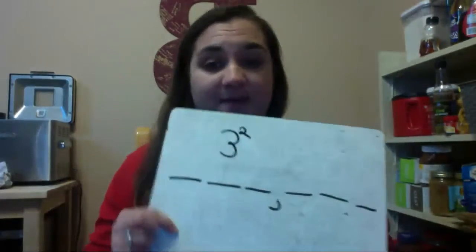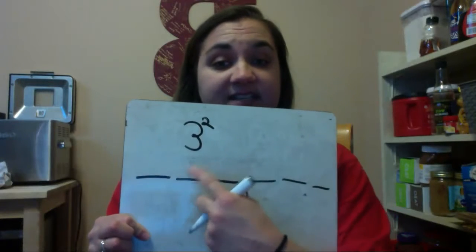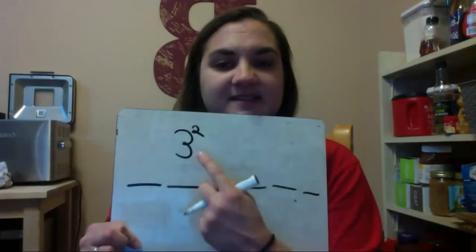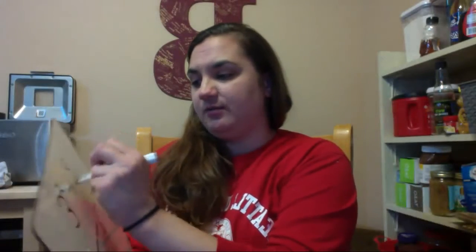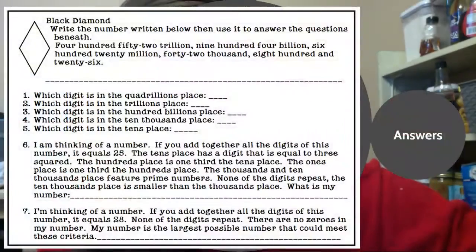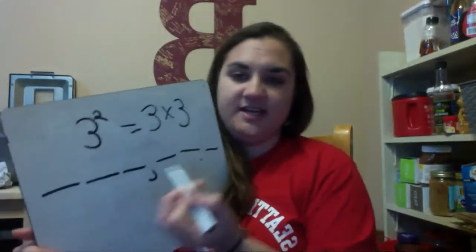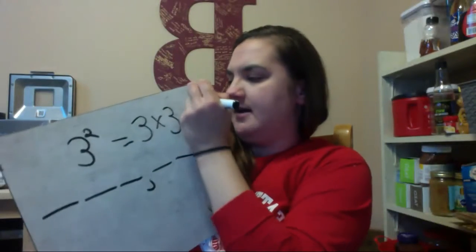3 is my base, 2 is my exponent. This does not mean 3 times 2. What this means, it's 3 multiplied by itself this many times. So what this actually equals is 3 times 3, like so. So in our tens place, we need to put 3 times 3, which is 9.